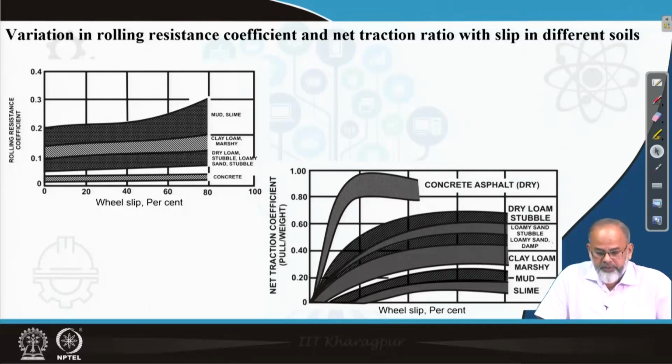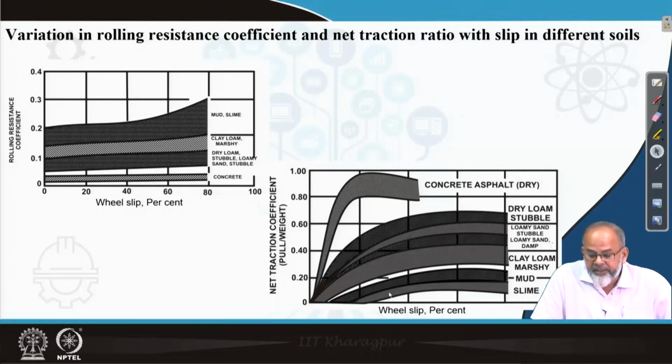So what we conclude from here is that the coefficient of rolling resistance is a function of slip and a function of soil condition. Now, if you look at the coefficient of traction, COT, which is nothing but the ratio of pull to weight, and how it varies with wheel slip, this has been plotted for 4 different soil conditions, just like the coefficient of rolling resistance. In the case of concrete, dry loam, and loamy sand, we have added one more. Then we have clay loam, then we have mud. So again, we are getting maximum COT in the case of a concrete surface, and in the case of mud, you are getting the minimum COT.